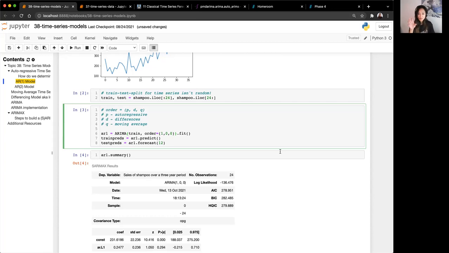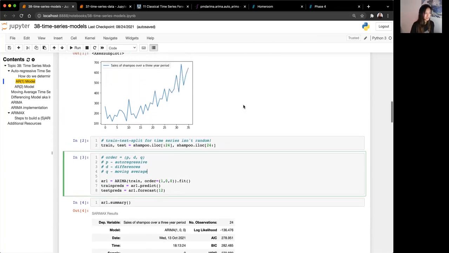If you want to use pure AR models, instead you can see I'm using ARIMA here with (1, 0, 0). I'll talk about that in a bit too. It doesn't matter. You'll actually get the exact same results whether you use an ARIMA model with (1, 0, 0) versus an AR1 model. Okay. So before we start modeling, let's talk about train test split.